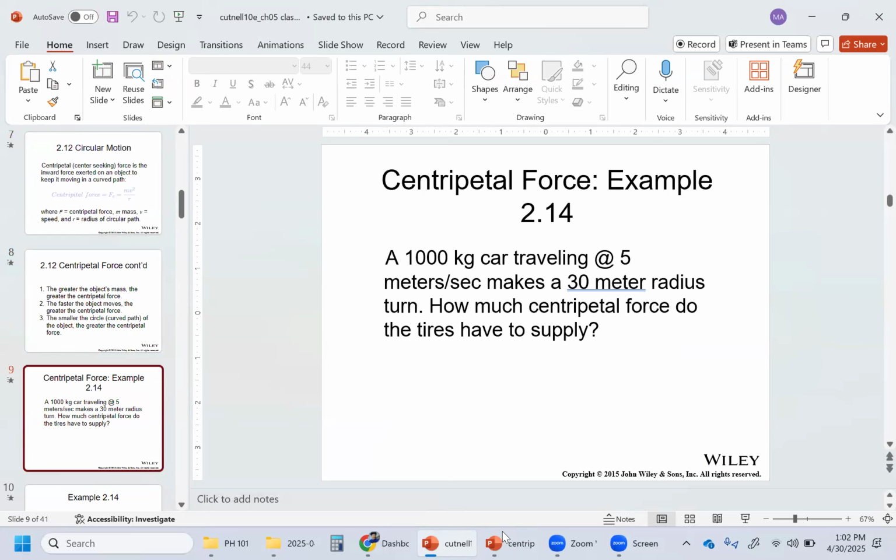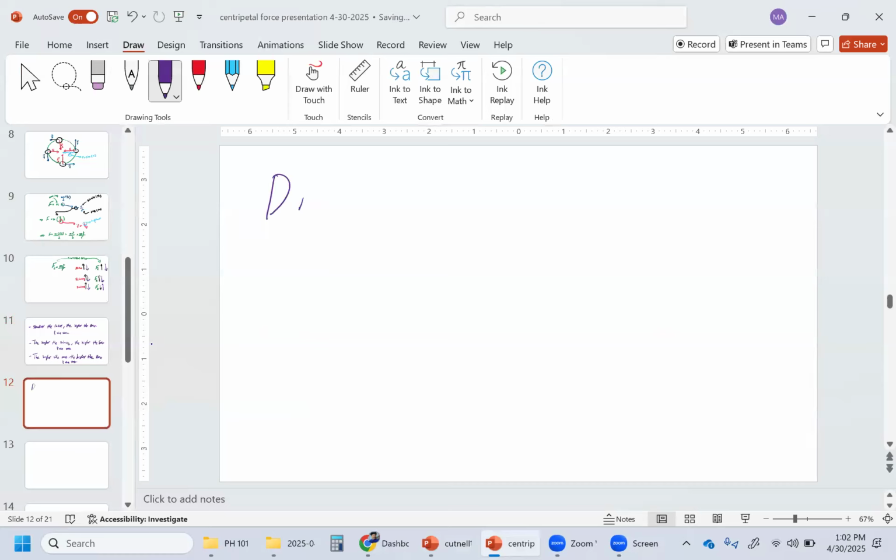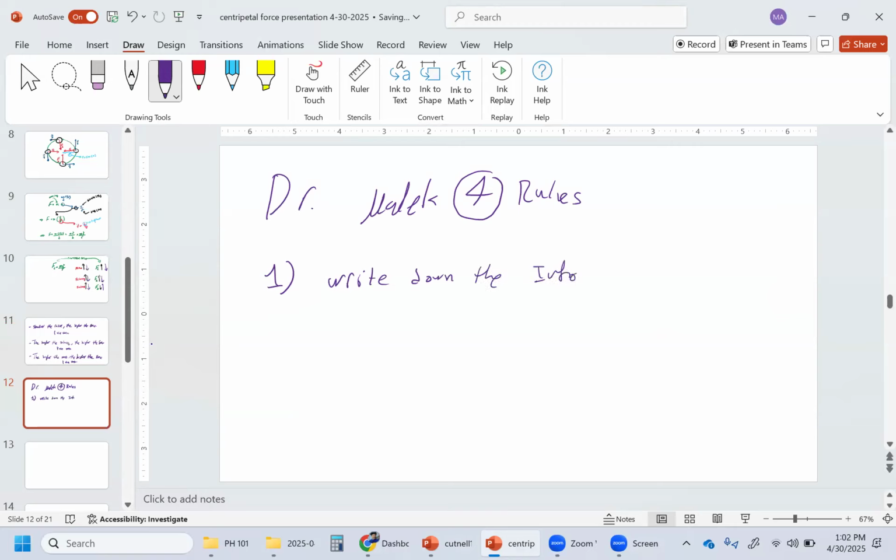Now, before we do the example, I would like to go over my 4 rules. So Dr. Malek's 4 rules. And I'm going to put a circle around it because that's Dr. Malek's fantastic 4 rules. Number 1, write down the information. Number 2, something is going to equal a double question mark. Number 3, write down the equation. And number 4, like plug and play, I call this plug and solve.